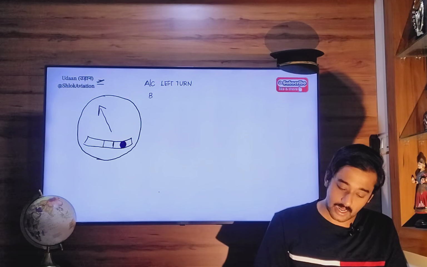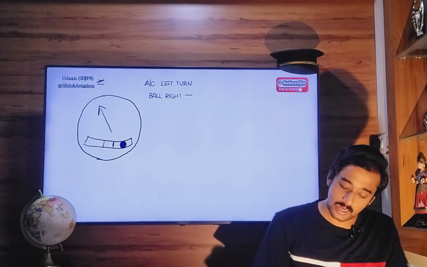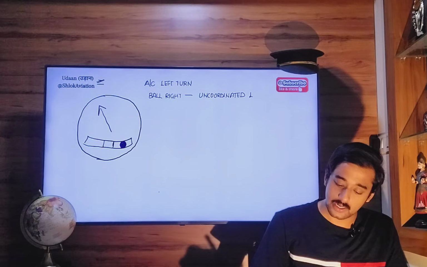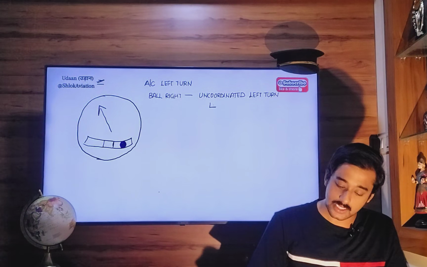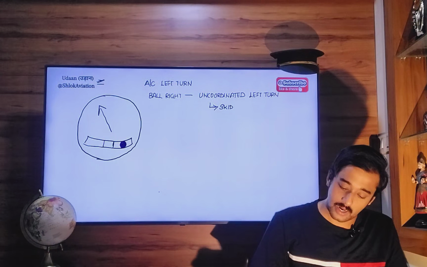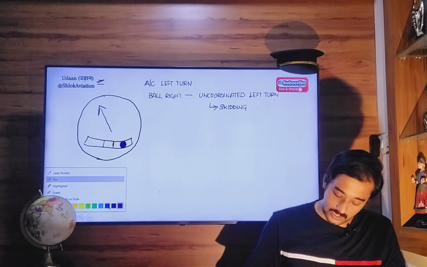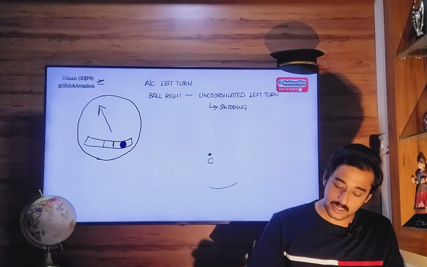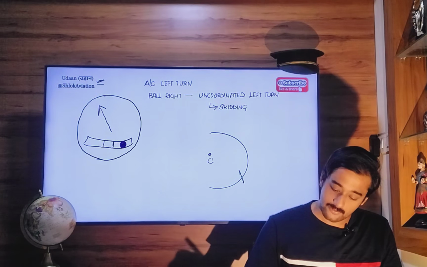And the ball is to the right. That means the aircraft is making an uncoordinated left turn, and this uncoordinated turn is nothing but skidding. Okay. So let's say this is the center of your circle. You want to make a left hand turn.